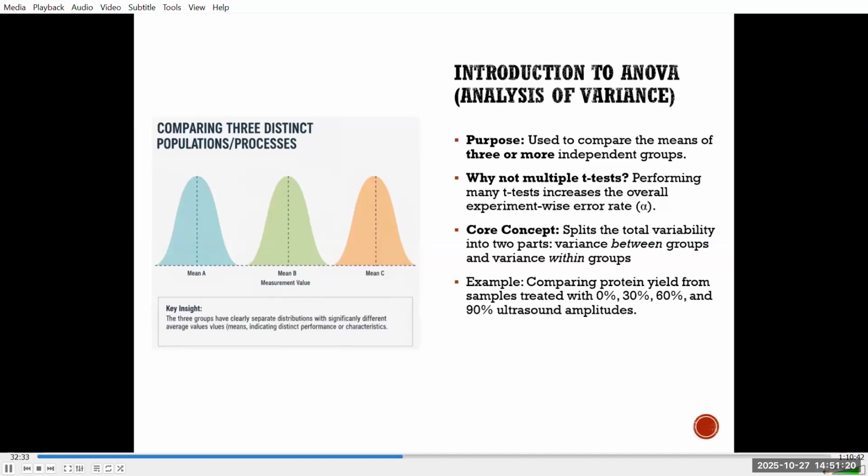ANOVA splits the total variation into variation between the groups, due to the treatments, and within the groups, due to random error. If the variation between the groups is much larger, it means the treatments truly differ. However, ANOVA only tells us that at least one group differs, not which one. That's why we use a post hoc test, and we'll talk about it later.